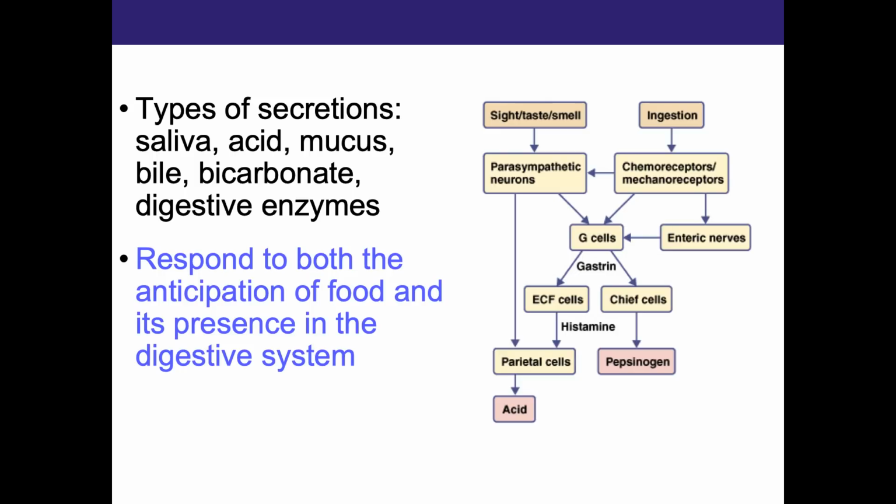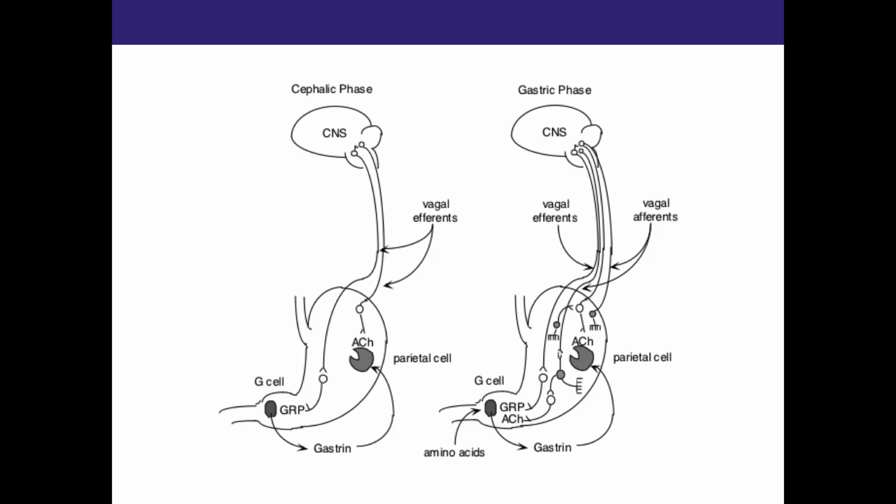Here's a good look at the difference between the cephalic and gastric phase. Here are the G cells right here. G cells are basically endocrine cells. They secrete gastrin that ends up in the circulatory system and feeds back to the parietal cells. But it's not until you have the gastric phase that you have these long reflexes all the way to the central nervous system and these short little reflexes too that also increase hydrochloric acid secretion.